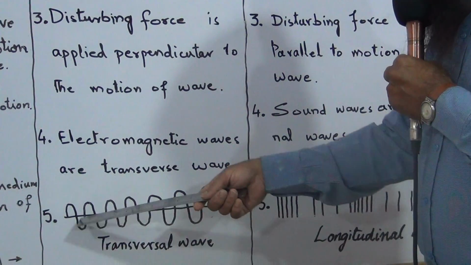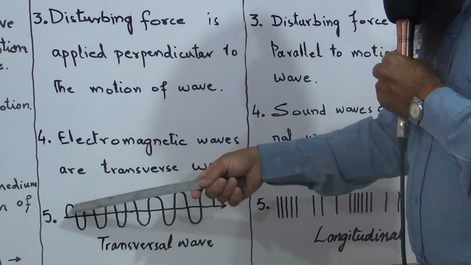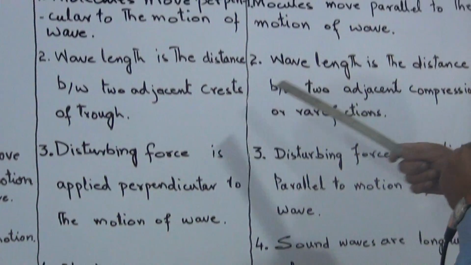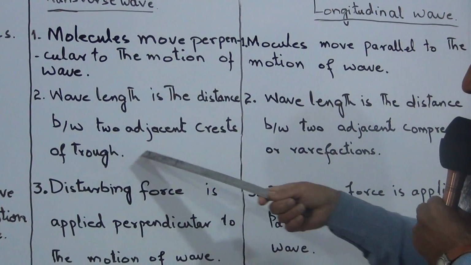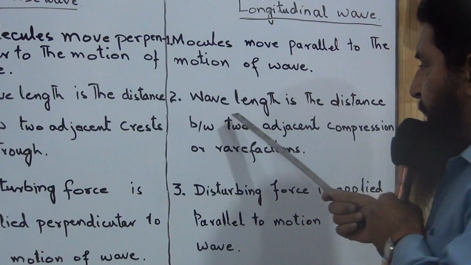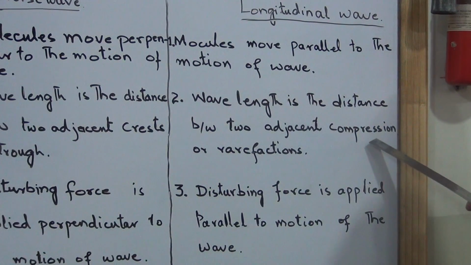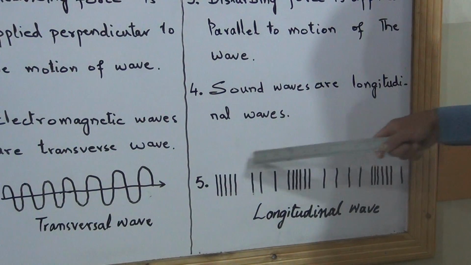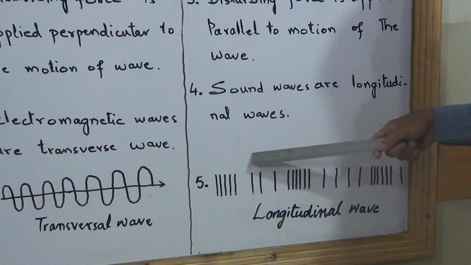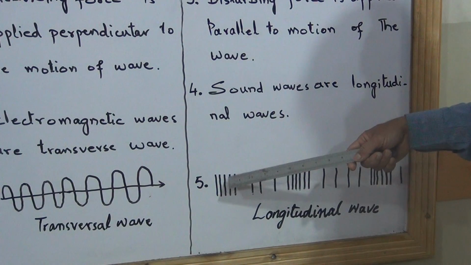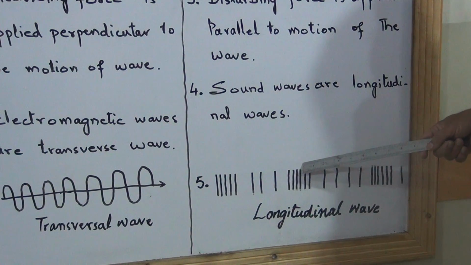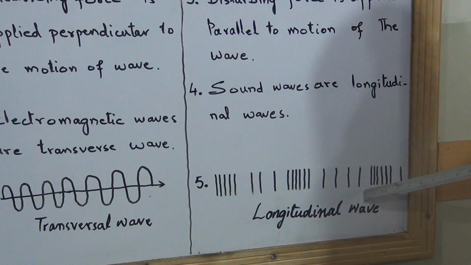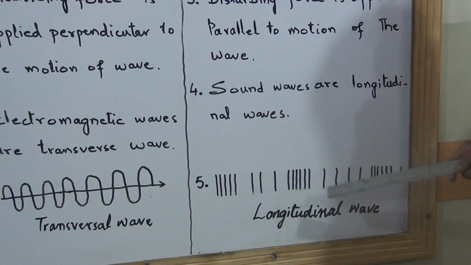So when we consider the transverse wave, we measure the crest to crest distance or trough to trough distance. In a longitudinal wave, wavelength is the distance between two adjacent compressions or rarefactions. This one is a compression and this one is also a compression. These two compressions are adjacent, therefore their wavelength is the distance between these two adjacent compressions. Likewise, this one is a rarefaction and this one is a rarefaction. The distance between two rarefactions is called the wavelength.